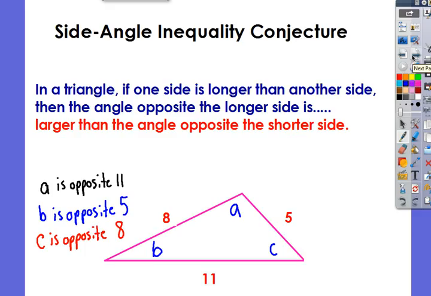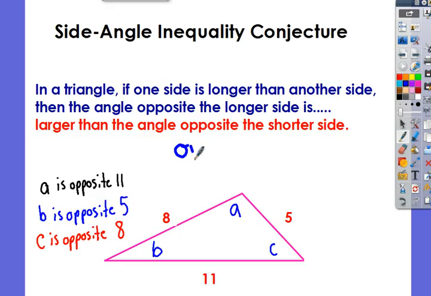In a triangle, if one side is longer than another side, then the angle opposite the longer side is, and I put these little dots like it's this big giveaway, and yet it's already written, larger than the angle opposite the shorter side. I want you to write this, the side angle inequality conjecture, and write, in a triangle, if one side is longer than another side, then the angle opposite the longer side is larger than the angle opposite the shorter side. That's a lot of words, but it's very basic if you understand what opposite means.